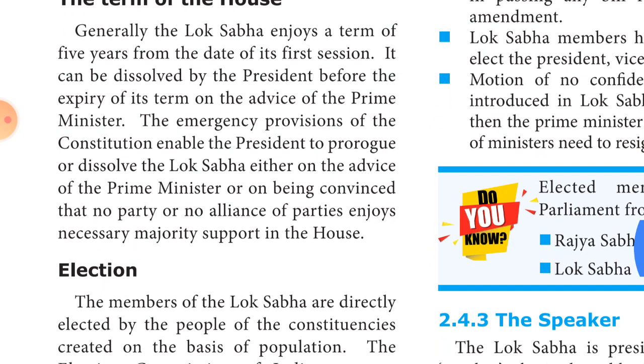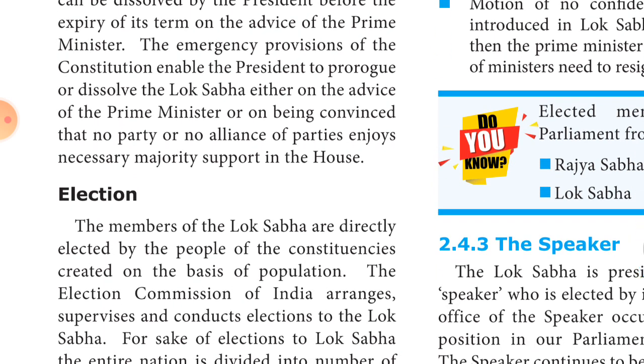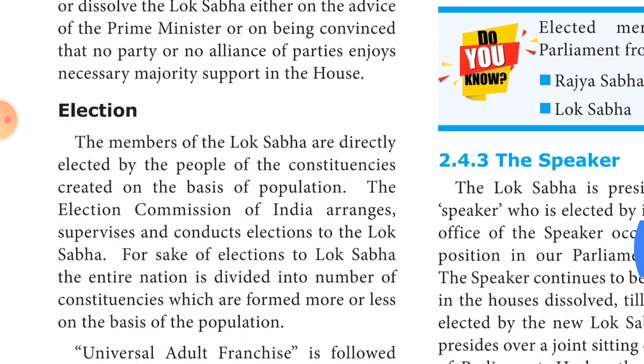The next, how the Lok Sabha members are elected. The election of the Lok Sabha. The members of the Lok Sabha are directly elected by the people of the constituencies created on the basis of population. The members of the Lok Sabha are elected by the people in direct election, by the general election. You know the Pondicherry MP, do you know that? How they are elected by the people? Not only in Pondicherry, in Tamil Nadu and other states of India, the people directly elect the Lok Sabha member for 5 years.